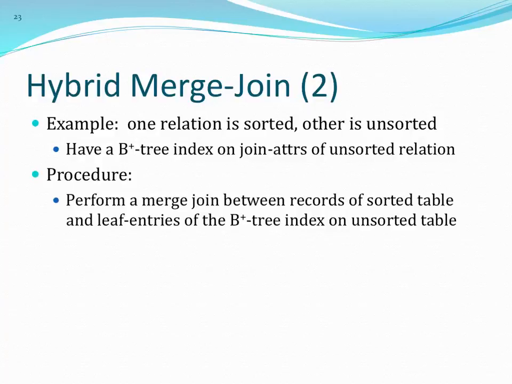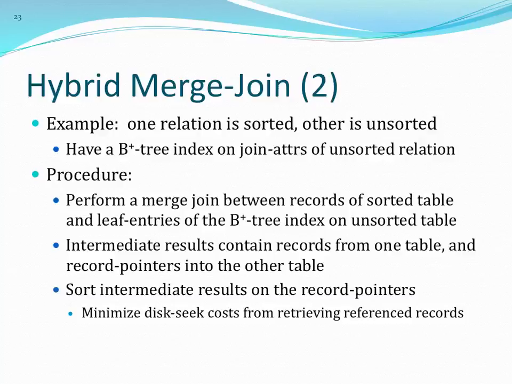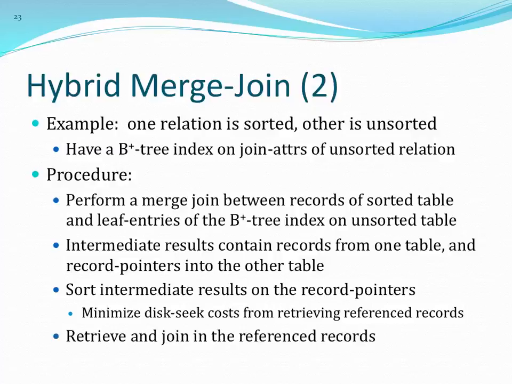And so what we do is we start by doing a merge join between the table and the index. We know we ultimately want to do a join between the two tables, but only the index is sorted, so we do a join between the table and the index. Like it says here, the intermediate results will have one table's columns, and for the other table, record pointers. Then we sort those intermediate results on the record pointers, so that when we retrieve those rows, it's in a nice smooth sweep across the disk. And then we retrieve the actual rows and generate the final result. So this is a hybrid merge join. We're taking advantage of indexes to do a sort merge join without actually having both tables sorted.